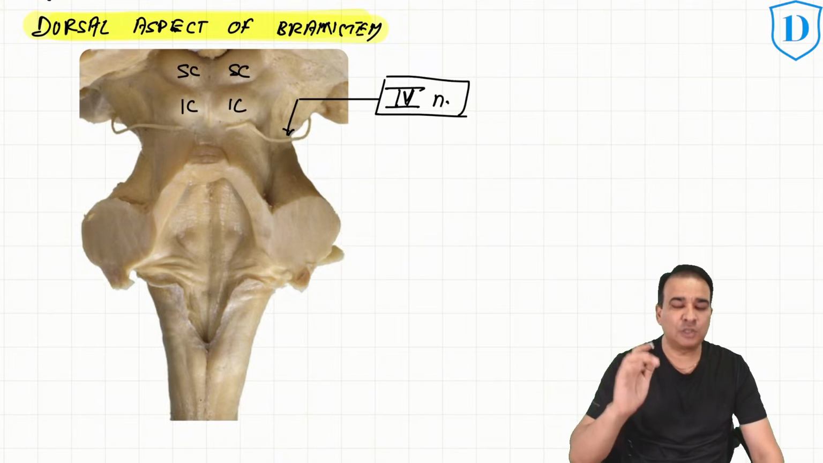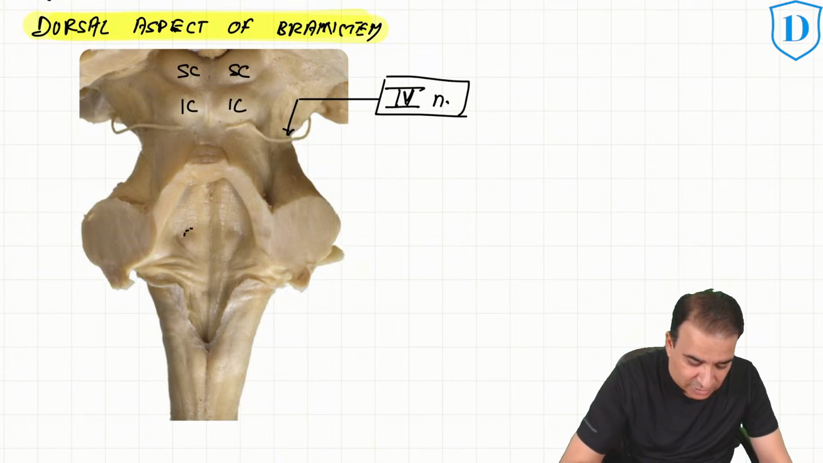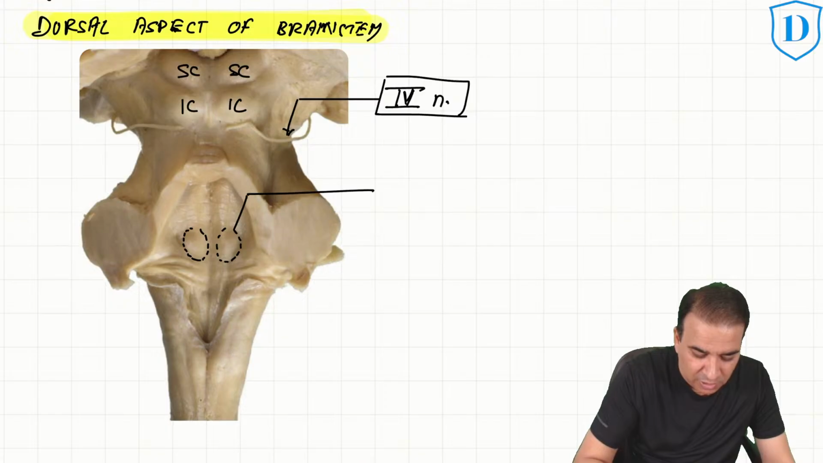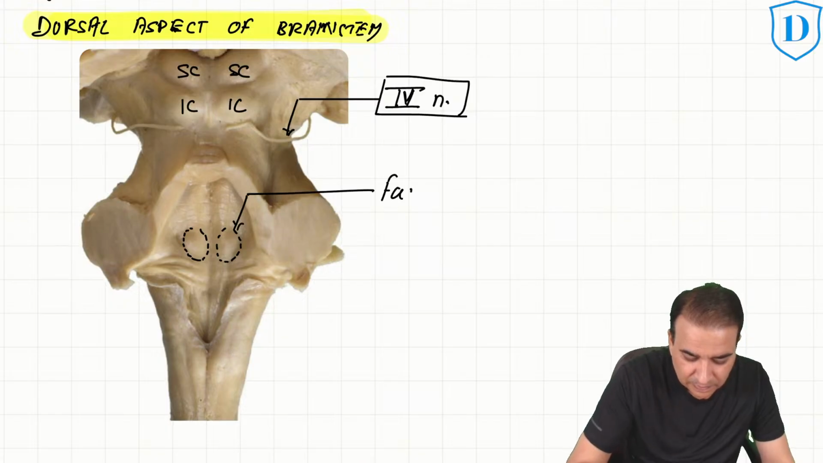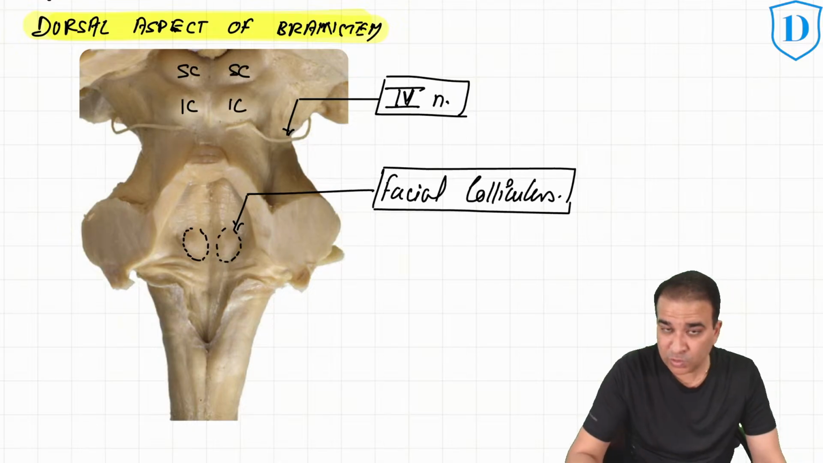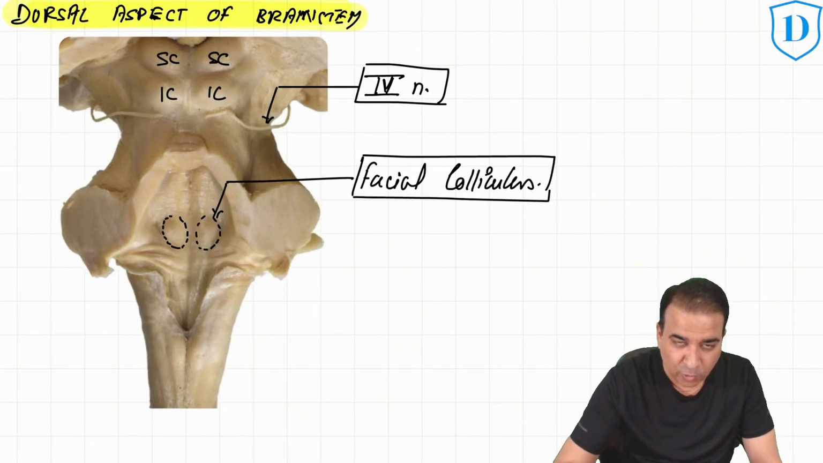But one major thing they ask a question on is this elevation present in the floor of the fourth ventricle. And this elevation present in the floor of the fourth ventricle is what? It is the facial colliculus. This is the facial colliculus. Now why is this facial colliculus so important, why do they ask so many questions on it? Guys, we already know what the facial colliculus is.